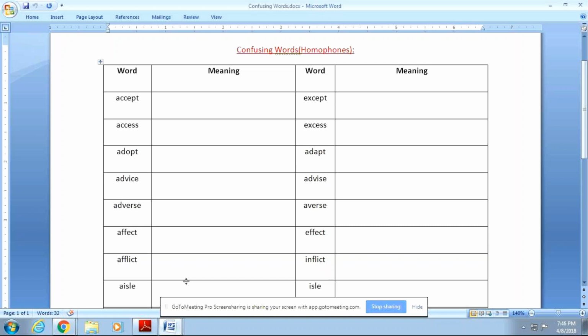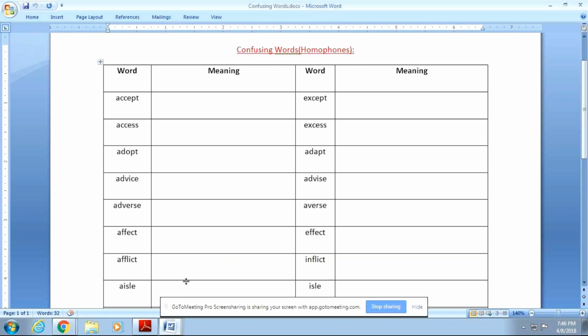Now let's discuss these confusing words. These are the words, the choice of the test maker. He often uses, rather misuses them actually, and we need to diagnose that. We got to identify it, and then we need to substitute the misused word with the right word. Take for example these 2 homophones, accept and except. What is the meaning of accept?